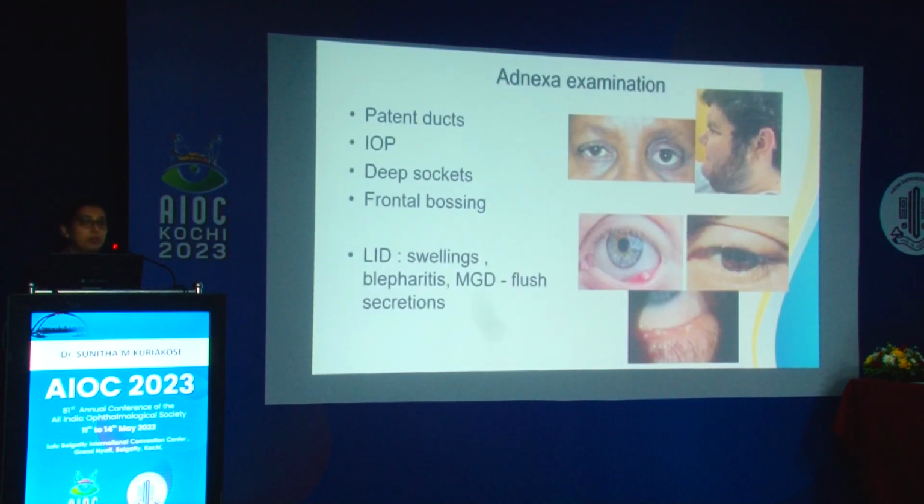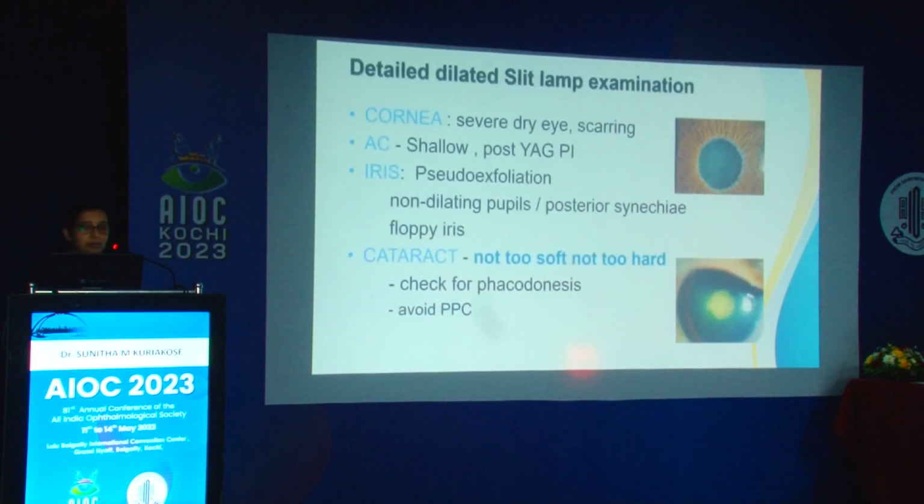And always do a proper adnexal examination. Check the ducts for patency, check if the intraocular pressure is normal, see if the sockets are deep or if there is severe frontal bossing. This will hinder your access to the globe when you are sitting superiorly. Check for lid swellings. Always evert and look for swellings. Check for blepharitis. Meibomian gland dysfunction will give severe secretions when we put the speculum. Make sure you flush it properly before you start your surgery.